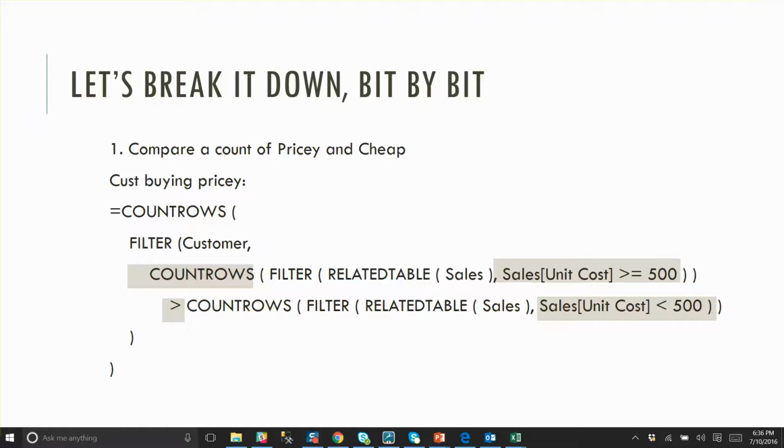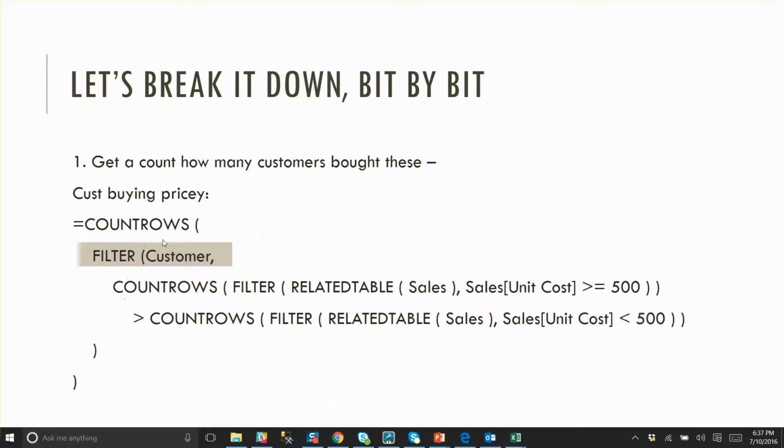Breaking it down bit by bit, let's start with the COUNTROWS. Remember, we're going to have a count of the number of rows where the sales unit cost was greater than 500 or less than 500. And we're going to compare those two sets. So you get a number, whatever, say it's 36, where the unit cost was greater than 500, and maybe 100 where it was less than 500. You're going to compare that, and then you're going to count those. But you're also going to have the filter for the customer in mind. You're going to have to be iterating.